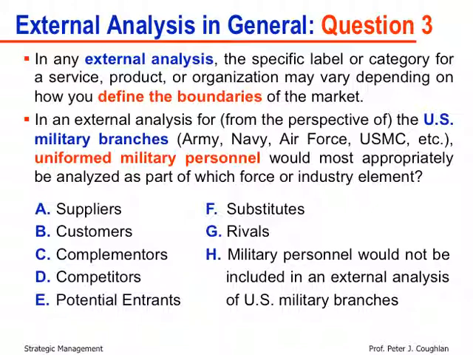So if we were doing an external analysis for the U.S. military branches, in other words, the organizations we're looking at are Army, Navy, Air Force, Marines. They are the players within, the organizations that are focal firms. To the degree they compete, they would be the competitors or the rivals.